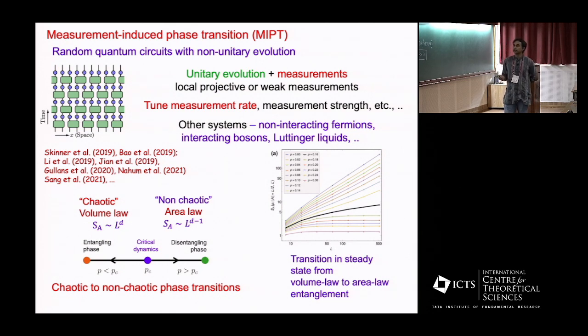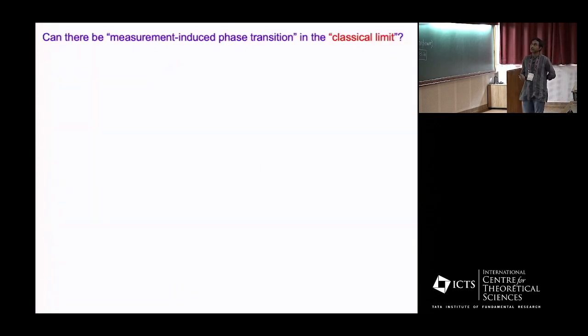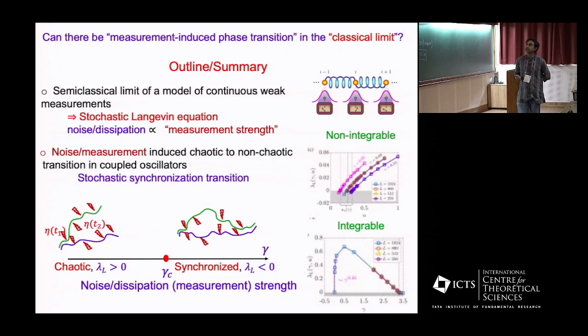The phase you get at low measurement rate you can call a chaotic phase, because it has large entanglement, a volume law. When you go through this transition, you get what can be called a non-chaotic phase. So you can call this a chaotic to non-chaotic phase transition. Motivated by this, what I am going to ask is: can there be a classical limit of this measurement-induced phase transition? This is essentially the summary and outline of my talk.